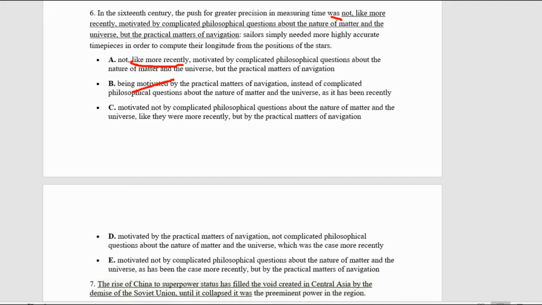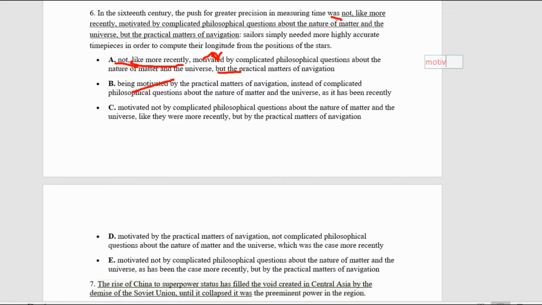Okay, here in the sixth one, we should now choose whether it's "not motivated" or "motivated not." Of course, if we read the sentence, "measuring time was not, like more recently, motivated by complicated philosophical questions about nature, but by practical matters." By the way, it's "motivated by complicated" or "but by." So here we should follow the parallelism point. "By" is necessary. "Not motivated by" is wrong, because it's "motivated not by, but by." It should be like this, because "not only but also" or "not but" are the structures.